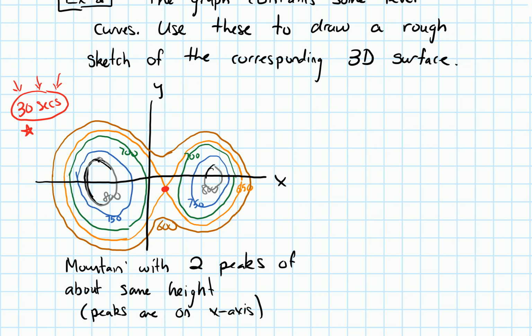If you're a Bay Area local, for example, this might remind you of Twin Peaks in San Francisco. And that's actually where this graph is motivated from, Twin Peaks. So now let's try to draw a rough sketch in 3D.